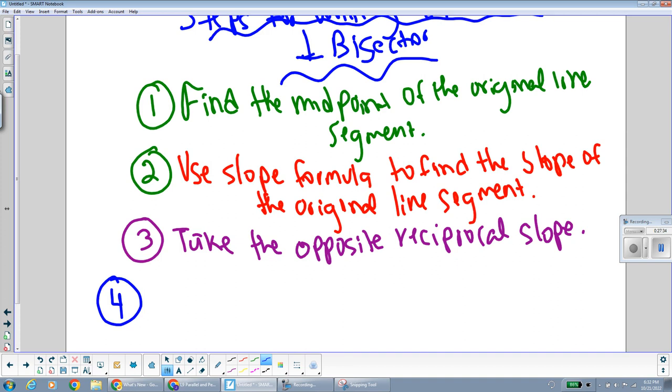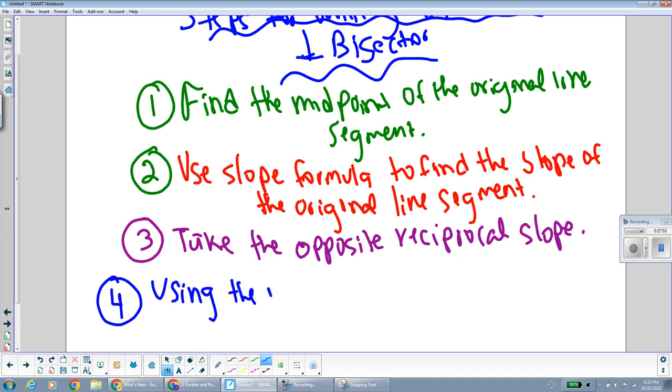And once you have a point and a slope, you can write your equation of the line using either point slope form or y equals mx plus b. I highly recommend point slope form. It cuts down on the work that you need to do, just like we were doing in this video. So using your midpoint and your opposite reciprocal slope, write the equation of the line.